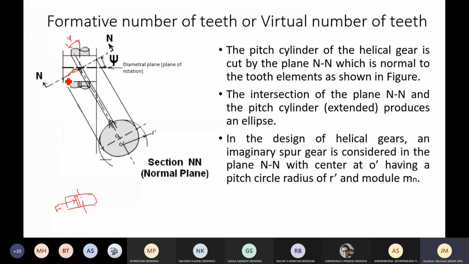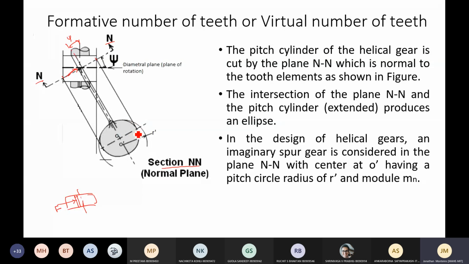If you cut a plane like this, just to recap your engineering graphics, sections of solids: if you cut a cylinder, what are you going to get? Now we have cut this section NN, and that cutout section is shown over here. If you cut through this plane, you are going to get an ellipse. That hashed portion is shown here. Sorry, it's an ellipse, I just missed my word.